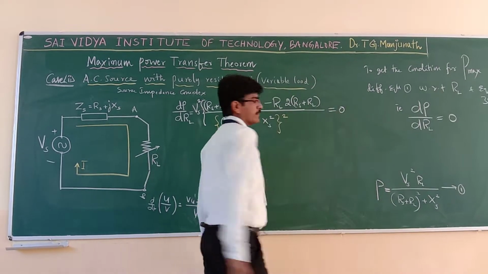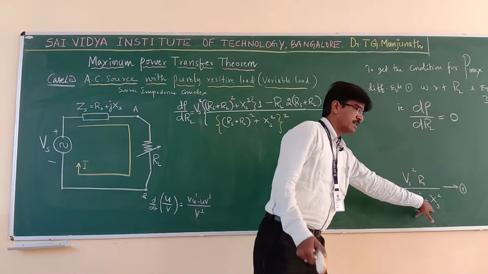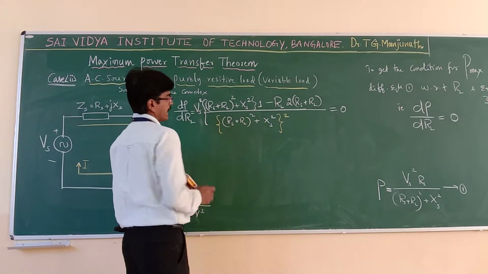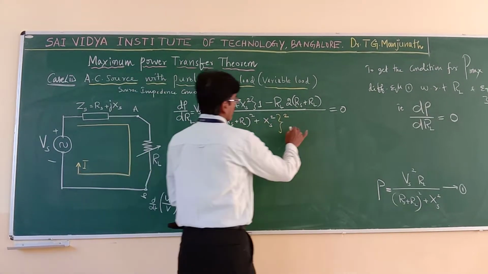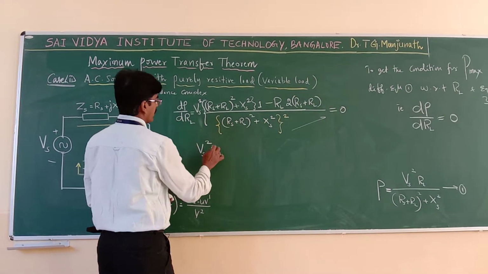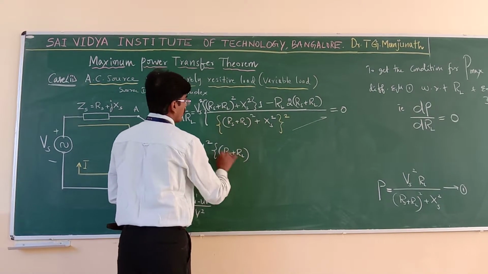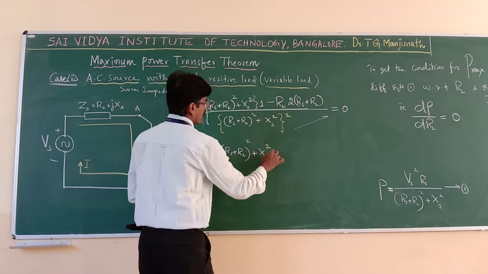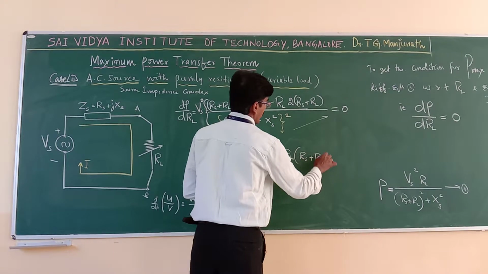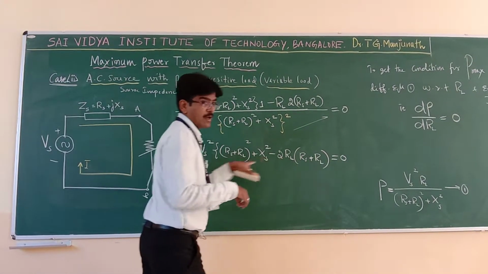is equal to 0. Okay. Now the differentiation of the denominator with respect to RL, so 2 into RS plus RL, this is 0. Okay, so this is what you are getting. Now if you cross multiply, what happens? We get V square into RS plus RL whole square plus X square minus 2RL into RS plus RL is equal to 0. Now we want the value of RL.